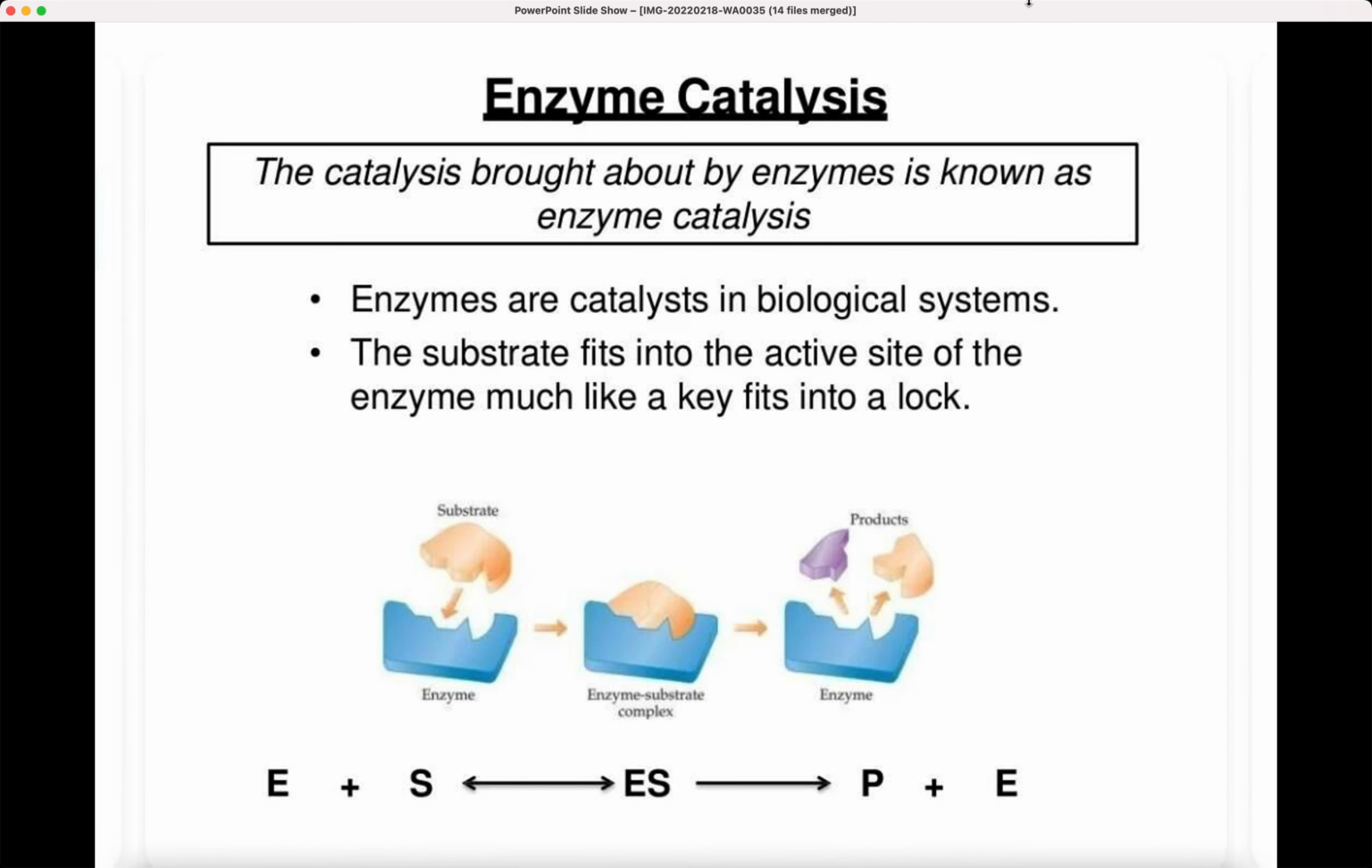Now, what is meant by enzyme catalysis? It is a catalysis brought by enzymes. So we have learned this in another unit. These are catalysts in biological systems. We learned it in biomolecules also. Substrate fits into the active site, much like a key fits into the lock. We can see E plus S, ES gives P plus E, product plus enzyme. Okay, this is enzyme plus substrate. You get enzyme substrate complex, and finally we get product and enzyme.